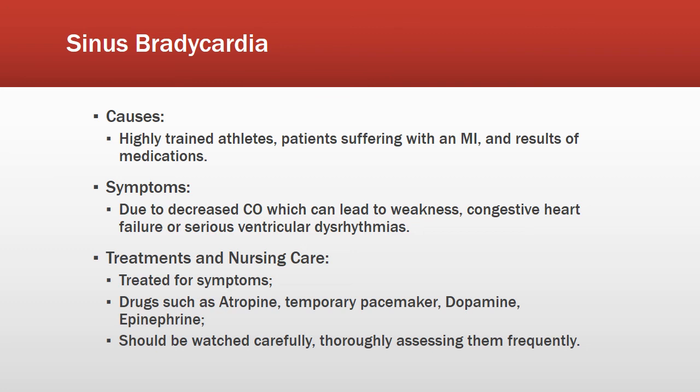As far as treatments, generally treated if there are signs and symptoms that indicate reductions of cardiac output, such as syncope, hypotension, angina, or heart failure. If they have premature ventricular contractions, PVCs, or if the rate is less than 50 and the client is symptomatic, we may treat them with atropine, potentially a temporary pacemaker, dopamine, epinephrine, isoprel if they are a heart transplant.